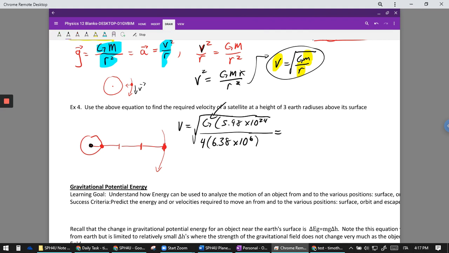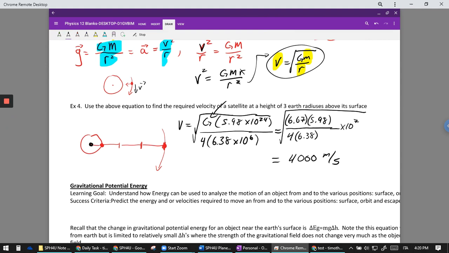And you calculate all of this. I won't necessarily go through that calculation. Actually, I will. Let me pause the video. I'll get right back to you. All right, so I went ahead and calculated that out, and I got around 4,000 meters per second. It's pretty fast.